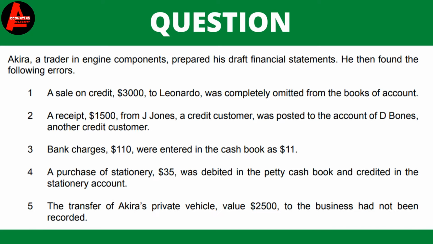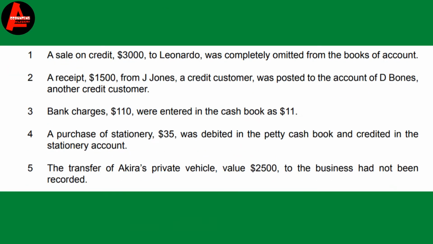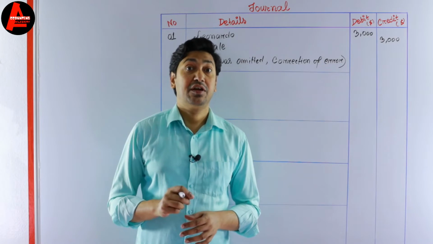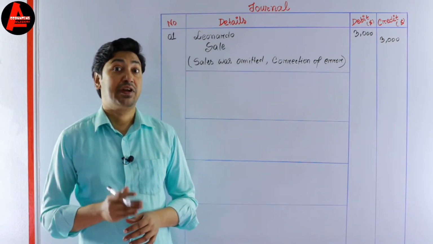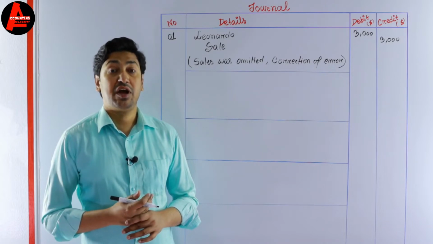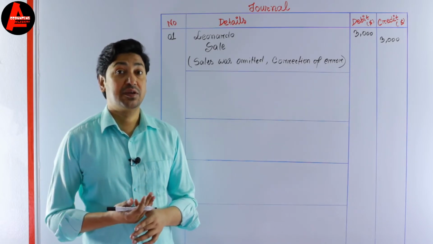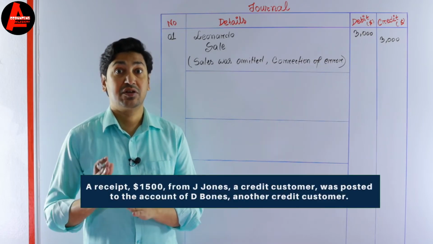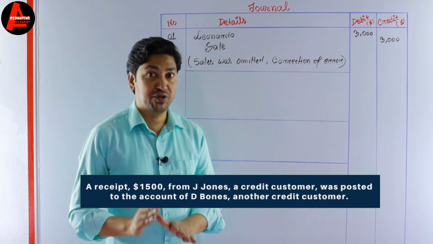A receipt of $1,500 from J. Jones, a credit customer, was posted to the account of D. Bones, another customer. So J. Jones was the giver. So here by mistake, without writing J. Jones, it is written D. Bones. So now what happened? So we received from J. Jones. So J. Jones is a giver. So giver must be credited.